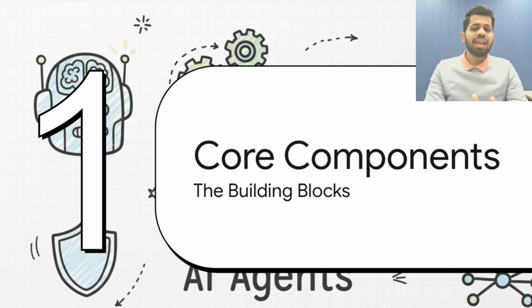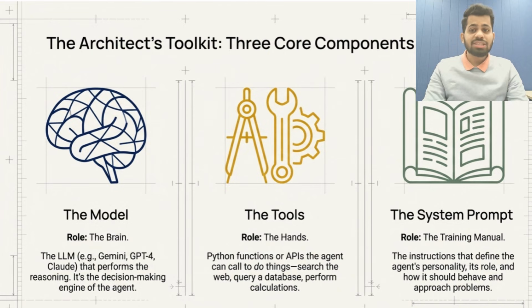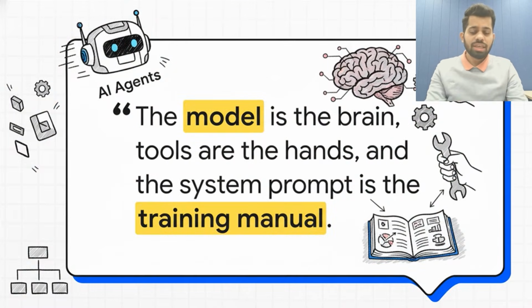Coming back, every LangChain agent is built on three core components. First is the model, that is the brain, the large language model that does the reasoning part. Second is tools. Tools let your agent actually do things like search the web, query databases, send email, or whatever you need. These are either Python functions or APIs that the agent can call. And third, most important, is the system prompt. This is the personality that tells the agent how to behave, what its role is, and how it should approach the problem. You can think of all of them like this: the model is the brain, the tools are the hands, and the system prompt is a training manual.